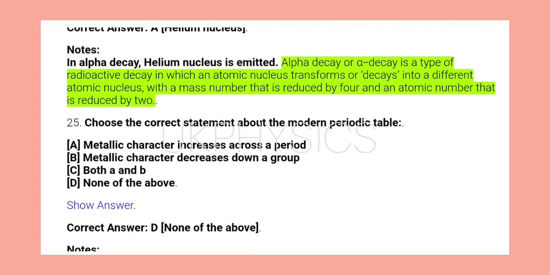Alpha decay is a type of radioactive decay in which an atomic nucleus transforms or decays into a different atomic nucleus, with a mass number that is reduced by 4 and an atomic number that is reduced by 2.